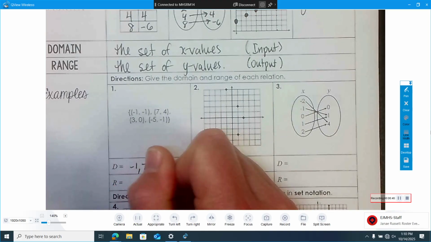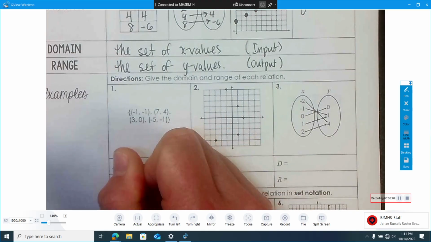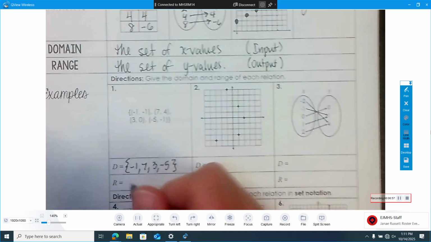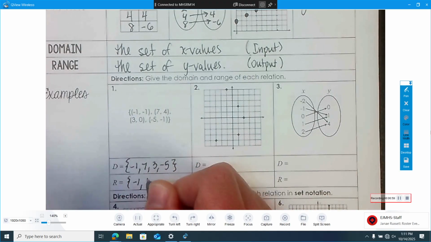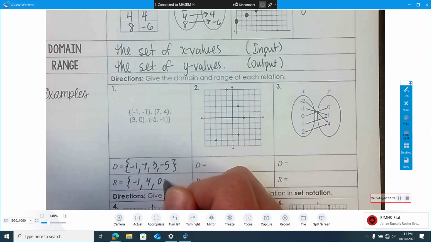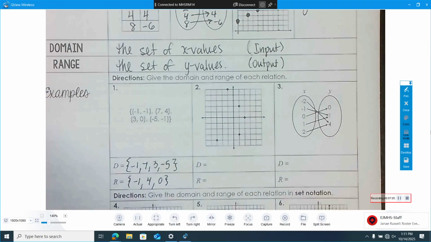-1, 7, 3, and -5. Very easy. Now, she has you using set notation, so little curly brackets. Those are all of the x's. What's the range? -1, 4, 0. Good. -1, 4, and 0. And do we need to list the -1 again? No. Once is enough. We don't need to be repetitious.